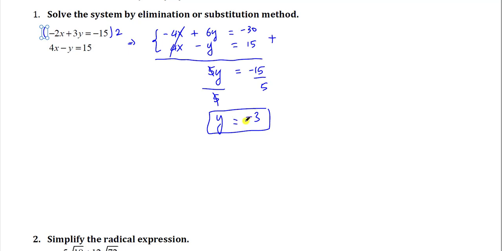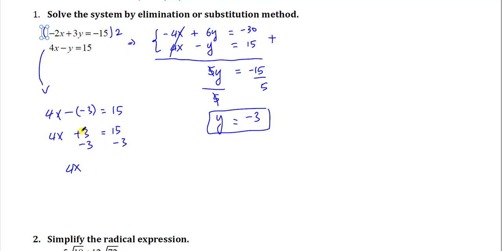Now after you have one value for x or y, we can use either of the two original equations to solve for the other variable. In this case, I can just pick the second equation, 4x minus y equals 15, to solve for x. We already solved for y to be minus 3, so I plug in minus 3 for y. So 4x minus minus 3 equals 15, and minus minus becomes plus 3.